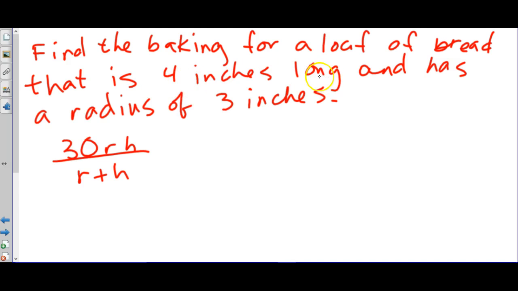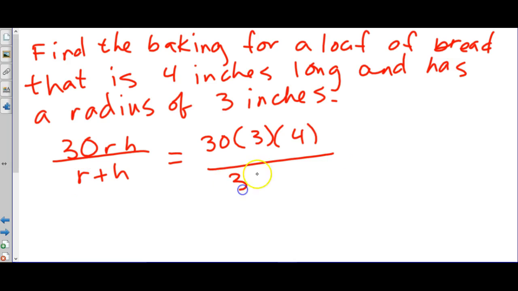They said it's 4 inches long, H stands for height, and the radius of 3 inches, R stands for radius. So we'd have 30 times a radius of 3, times a height of 4, over a radius of 3 plus 4. I put the top in parentheses because they were directly next to each other with no plus or minus sign in between, so they need parentheses around it. So the top we're multiplying. 30 times 3 is 90, then times 4 is 360. Now on the bottom we're adding. 3 plus 4 is 7.